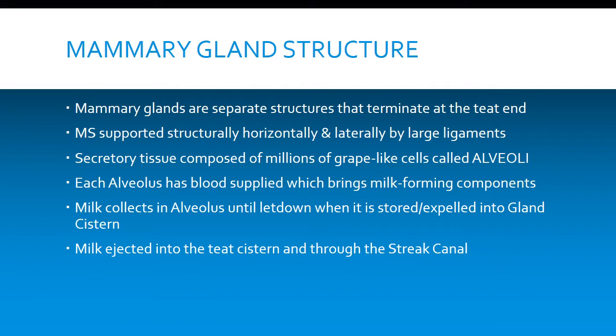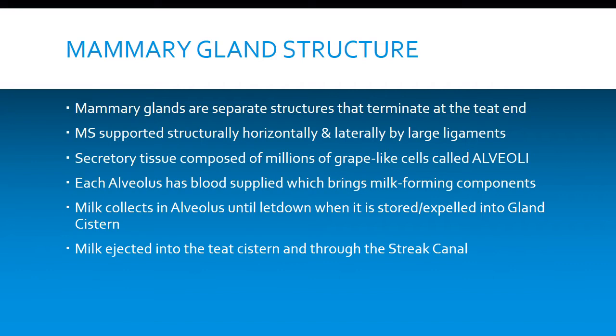Secretory tissue is composed of really millions of grape-like structures called alveoli that are deep in the mammary tissue, and that's what actually synthesizes the milk. They are very closely connected to the circulatory system. As milk-producing nutrients are delivered to the mammary system, they take those, combine those through cells, and spit out milk on the other side. So the alveolus really does a miraculous job of transforming those nutrients into milk-forming components.